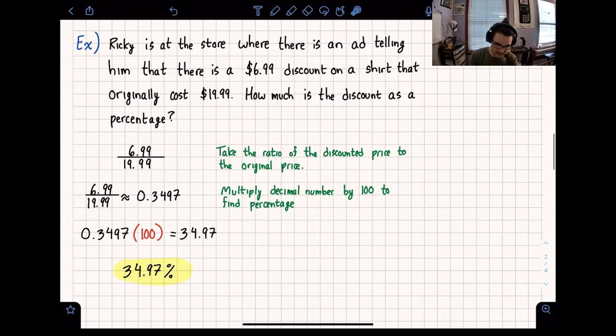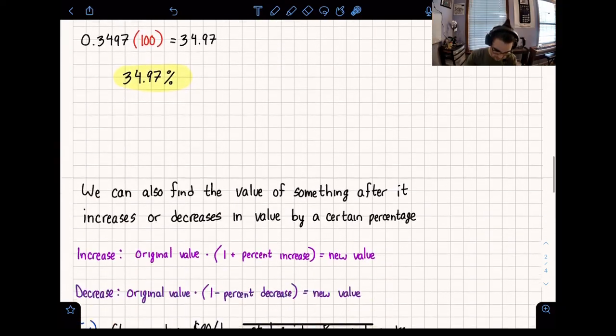So we would say that this is a 34.97% decrease in price. Again, the $6.99 discount corresponds to the shirt being 34.97% off, or I guess we could just round it to 35%. Okay.